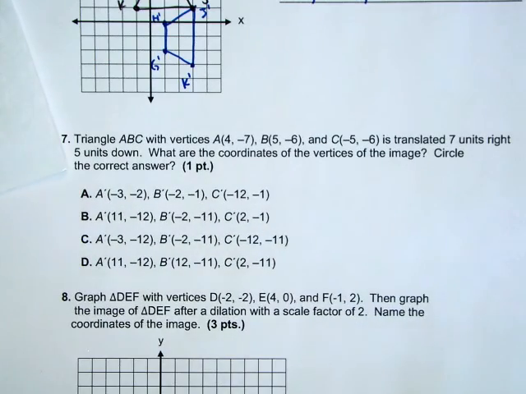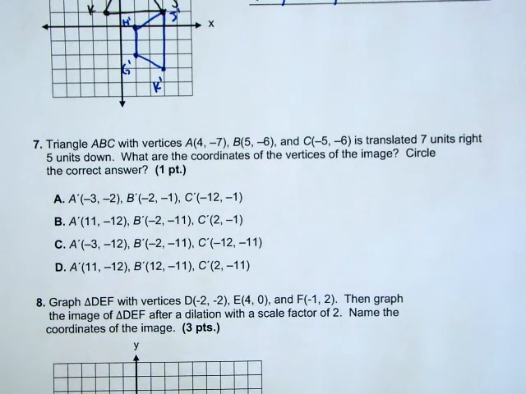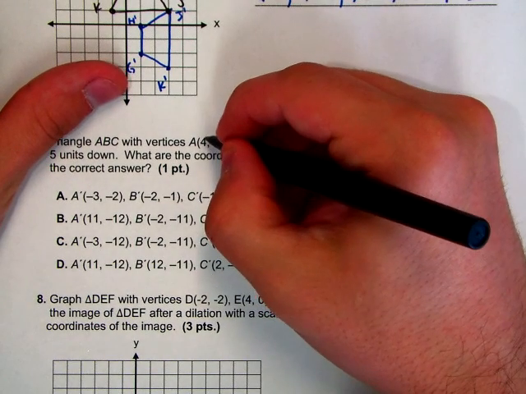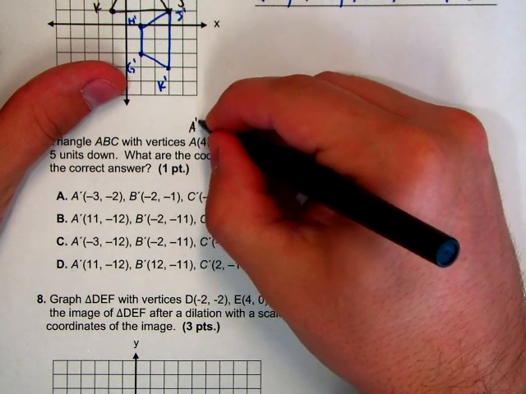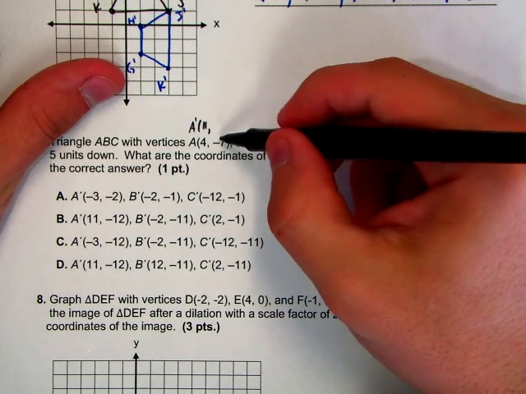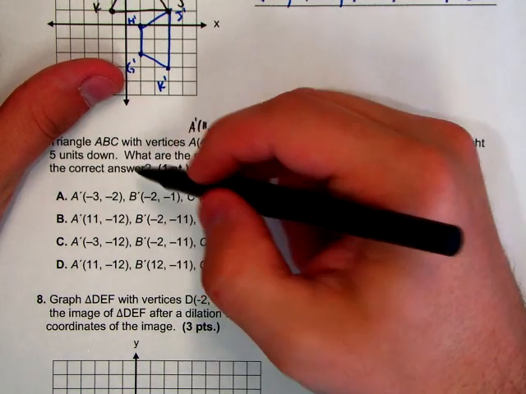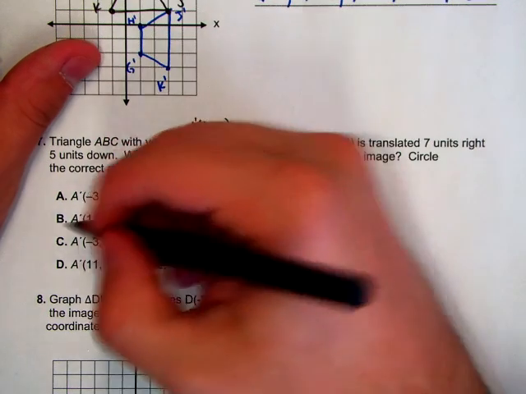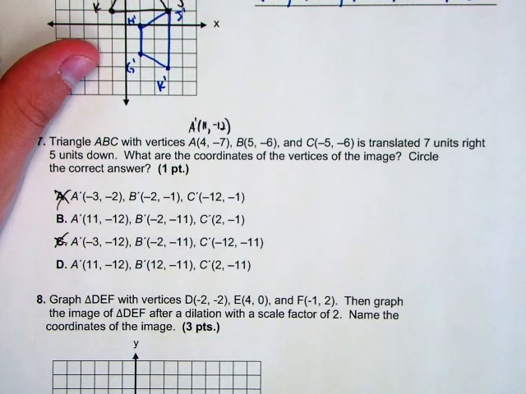Number 7, the triangle ABC, it's translated 7 units to the right and 5 units down. So let's go ahead and do each one of these vertices that way. So A, 7 units to the right which means that we add 7 to 4. So A prime would become 11. And negative 7, 5 units down, means we subtract it. So negative 7 minus 5 is negative 12. So it cannot be A or C.